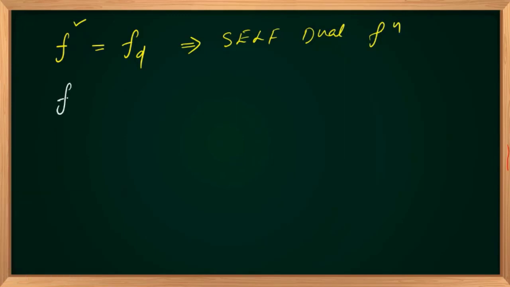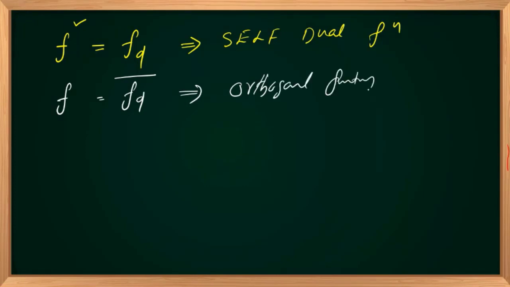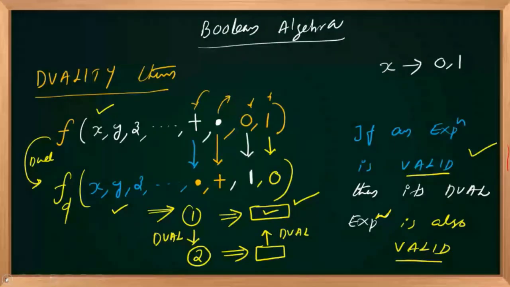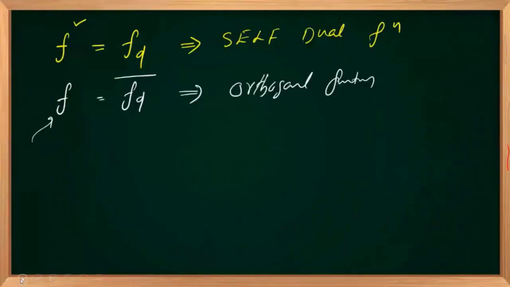If the function is equal to the complement of the dual function, then we call it an orthogonal function. If both are the same, it is the property of self-duality. If they are related through the complement operation, f and its dual, we say they are orthogonal to each other. So that was theorem number 1 in Boolean algebra, the duality principle.